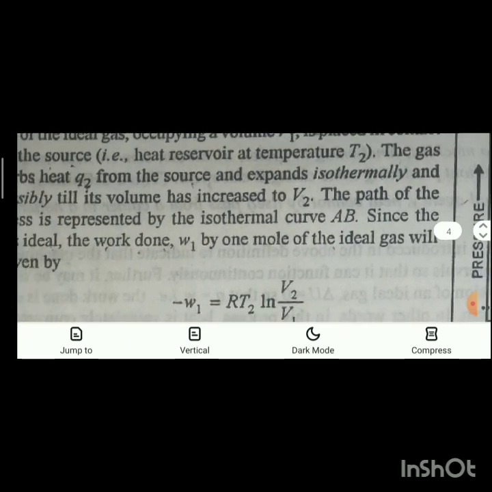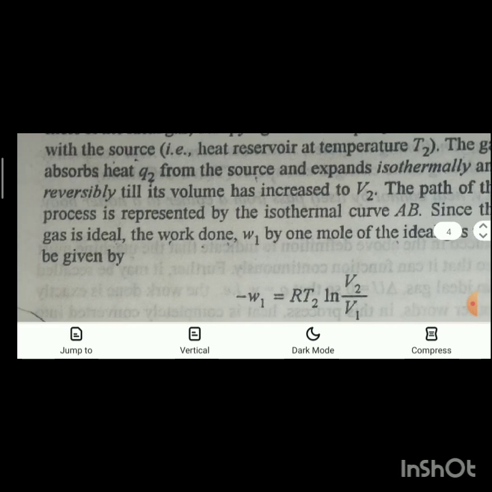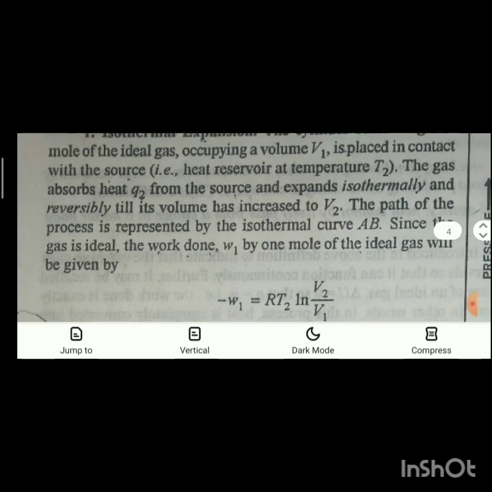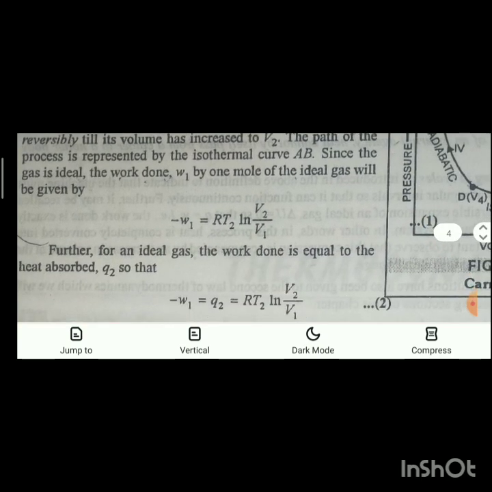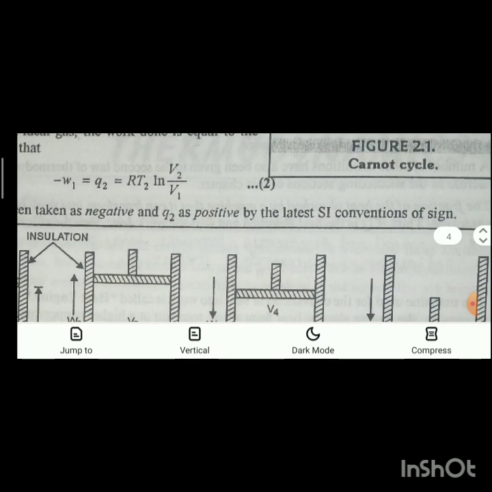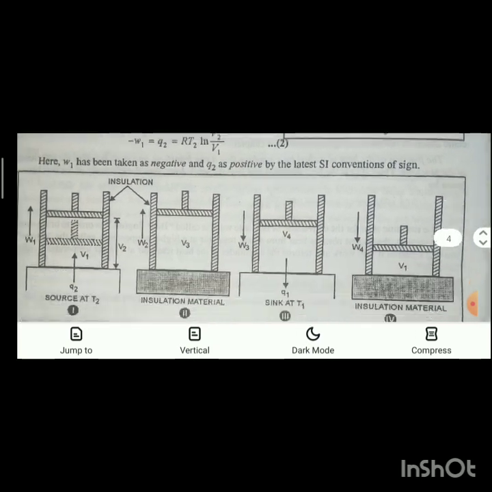Since the gas is ideal, the work done by 1 mole of the ideal gas will be given by minus W1 equals RT2 ln V2 by V1. Further, for an ideal gas, the work done is equal to heat absorbed Q2, so that minus W1 equals Q2 equals RT2 ln V2 by V1. Here W1 has been taken as negative and Q2 as positive by latest SI conventions of sign.